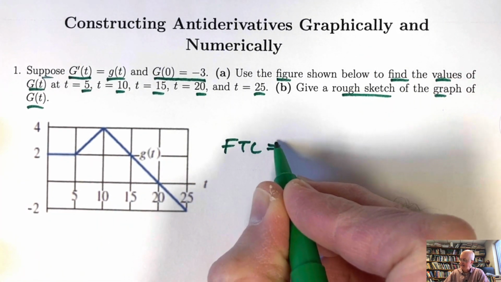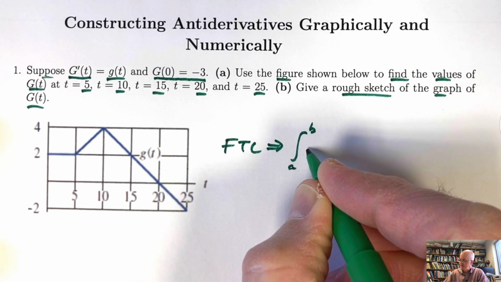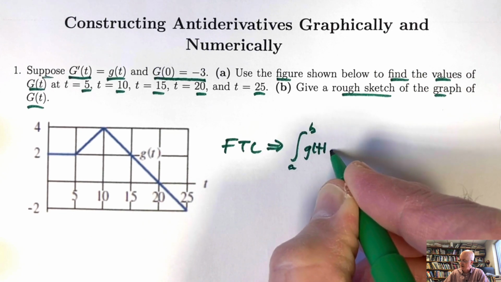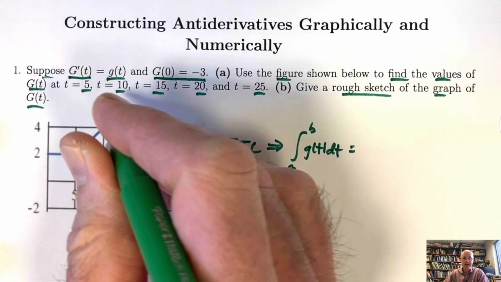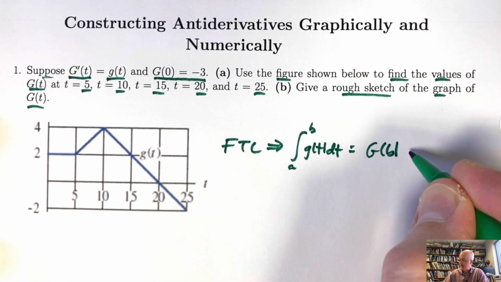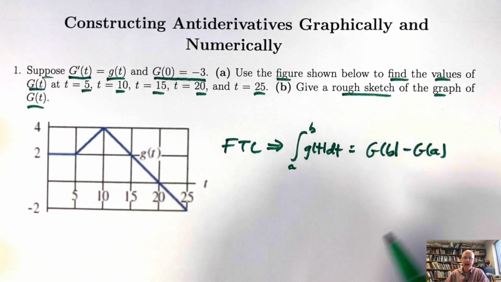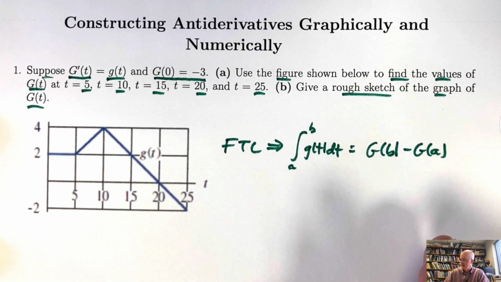The FTC says that the integral from a to b of some function, like the function little g of t whose graph is shown, can be evaluated, if you know an antiderivative like capital G, by doing capital G of b minus capital G of a. However, in the usual way that we use this, it's not really helpful here because we don't know a formula for capital G. So what is the point of using the fundamental theorem of calculus here?